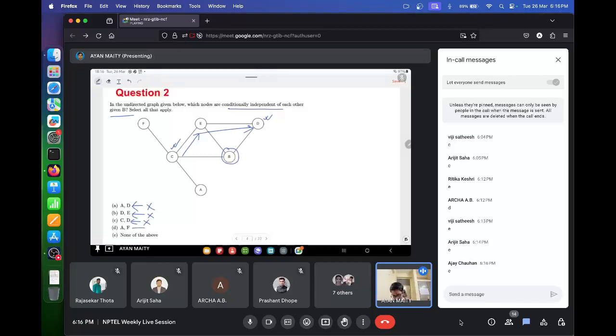And the final option is A and F. For A and F, this path is there: A to C, C to F. This path is not blocked by B. So these two nodes are not independent of each other given B. So this is also not right. So none of the above would be the correct answer here. Option E. And most of you have written option E. So this is the correct answer.